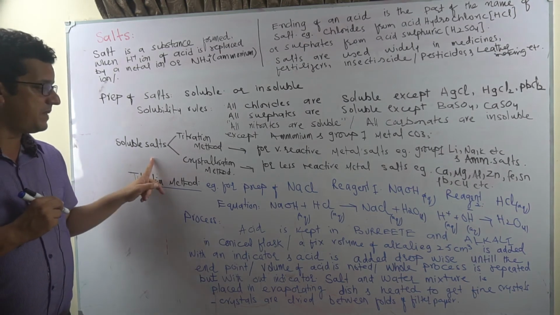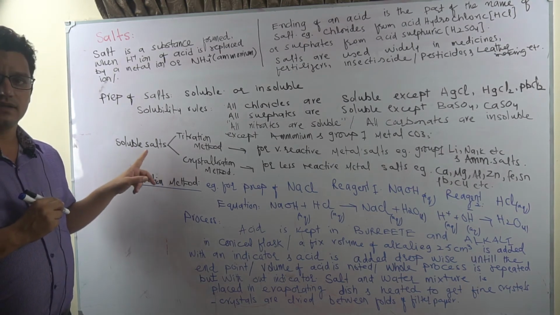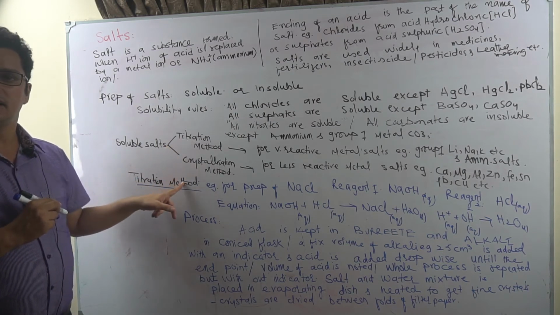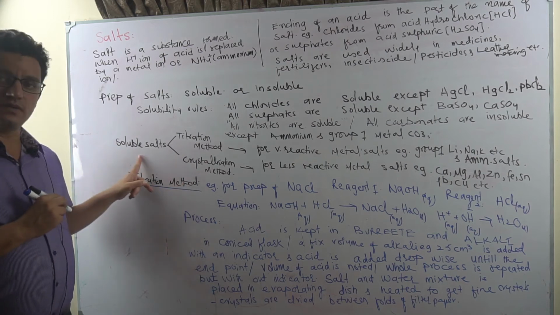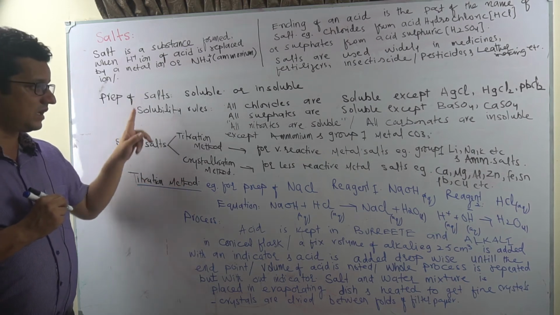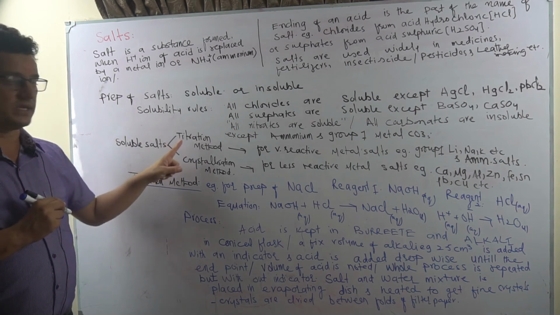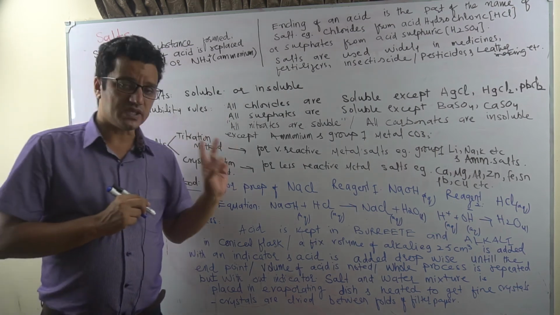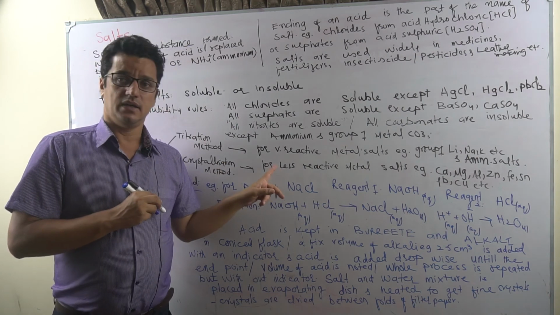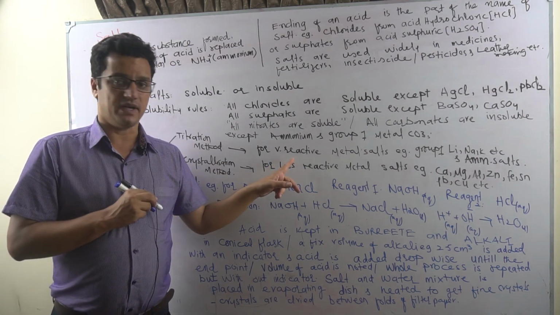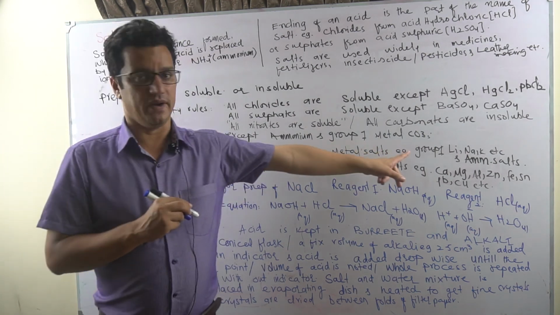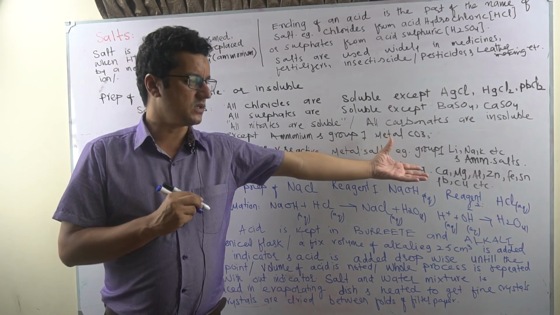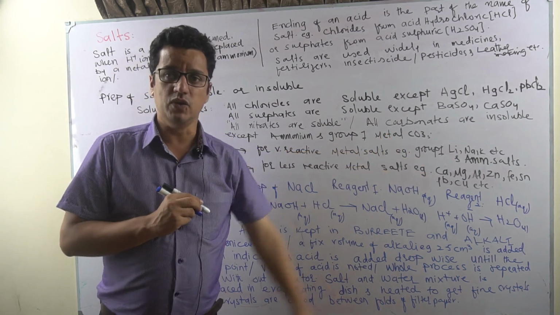Now preparing salts. For soluble salts, there are two methods, a titration method and a crystallization method. Salts may be insoluble or soluble. We are dealing with soluble salts, two methods, titration method and crystallization method. The titration method, or volumetric analysis, is used for reactive metal salts. For example, group 1: lithium, sodium, potassium, rubidium salts. Group 1 salts are very reactive metal salts. For your syllabus, group 1 salts or ammonium salts.